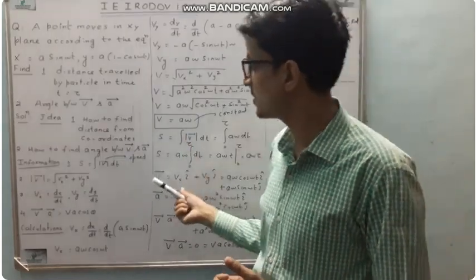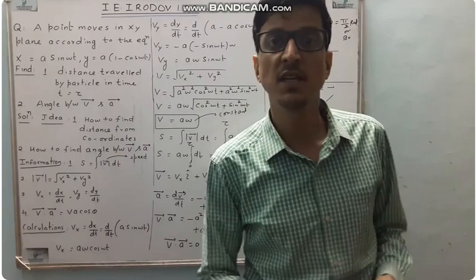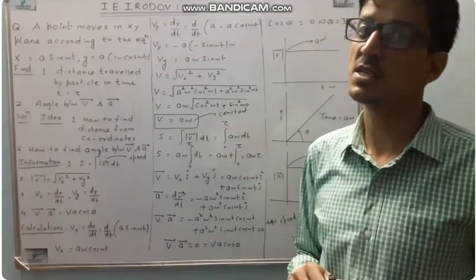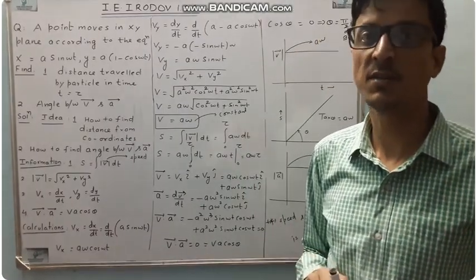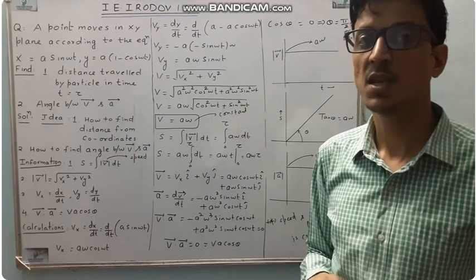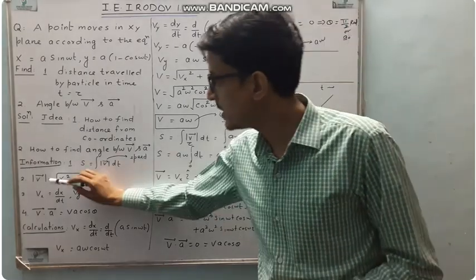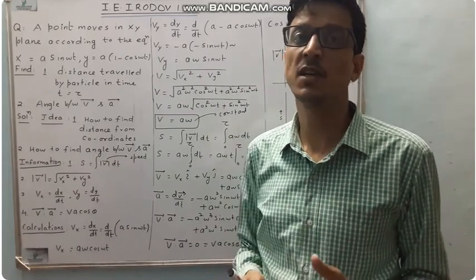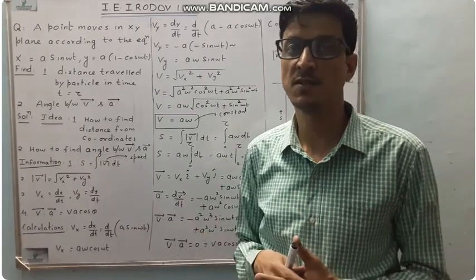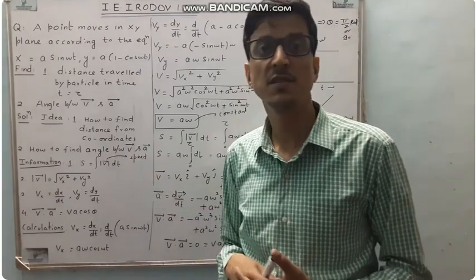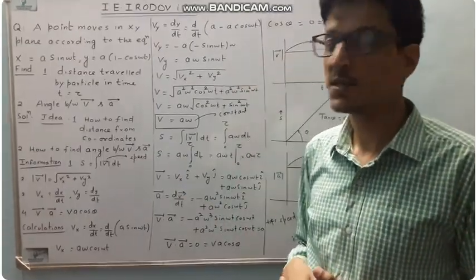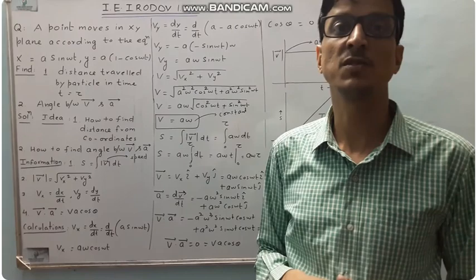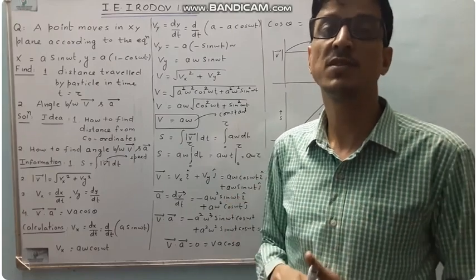So the information is that yes, distance is the integration of speed dt for the given time interval, and speed is also equal to root of vx square plus vy square. If coordinates are given, then we have to use this result. The third thing is vx is dx by dt, vy is dy by dt. Fourth is v dot a is v a cos theta. So these 4 informations are needed.